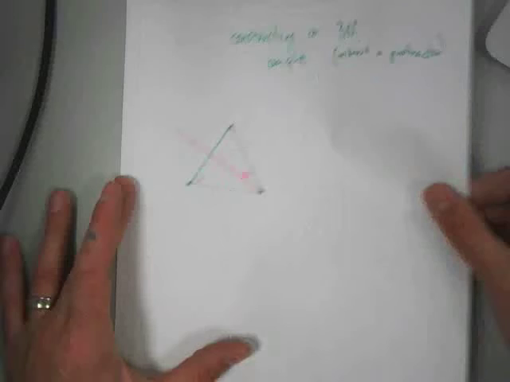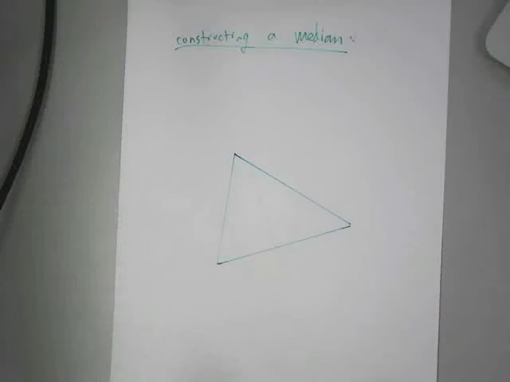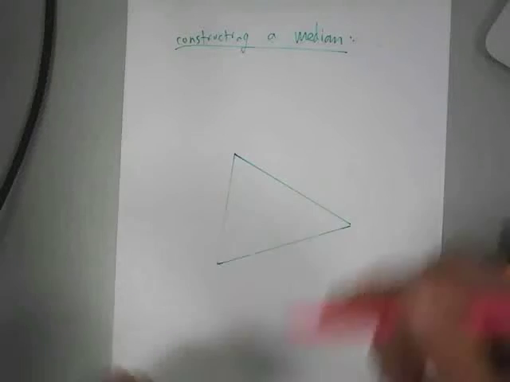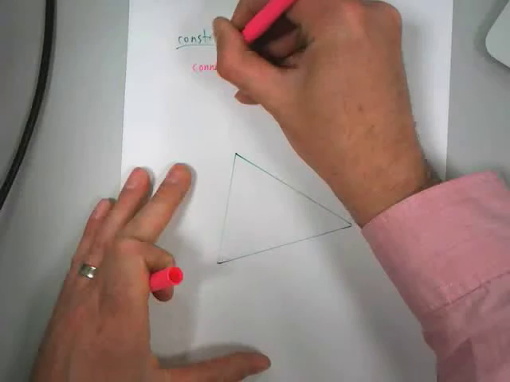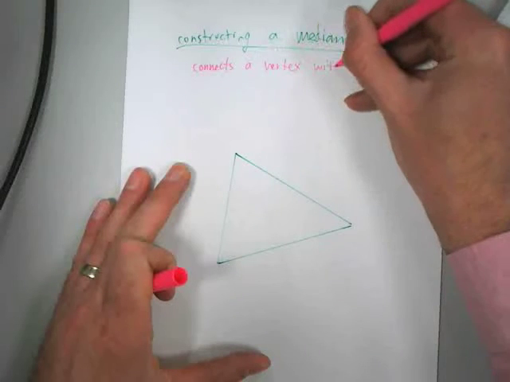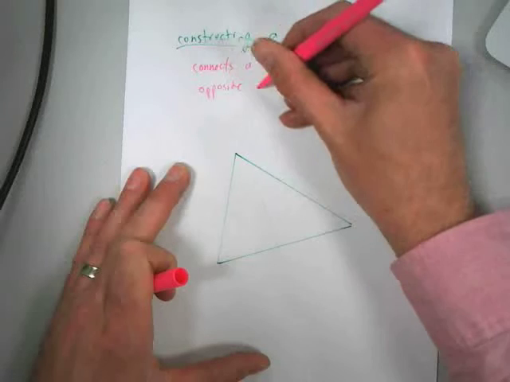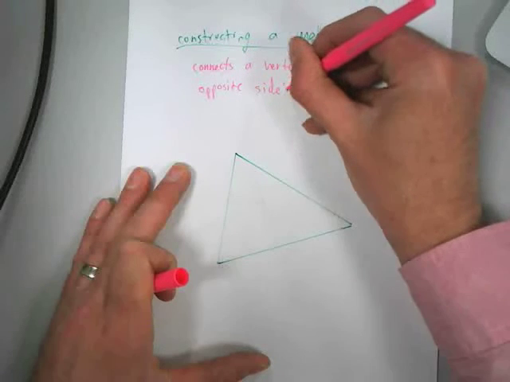So I'm going to review for the first part of this so that you can remember what a median is, if you haven't done it already. A median connects a vertex with its opposite side's midpoint.